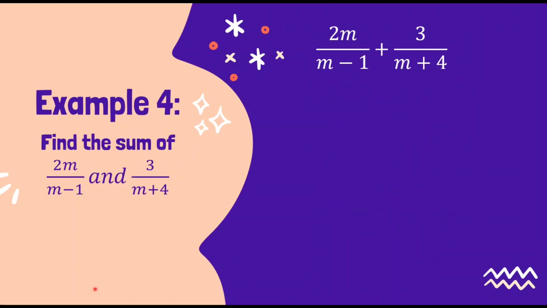Okay, let us have example number 4. We need to find the sum of 2m over m minus 1 and 3 over m plus 4. So let us have this: 2m over m minus 1 plus 3 over m plus 4. What have you observed on our given rational algebraic expressions?